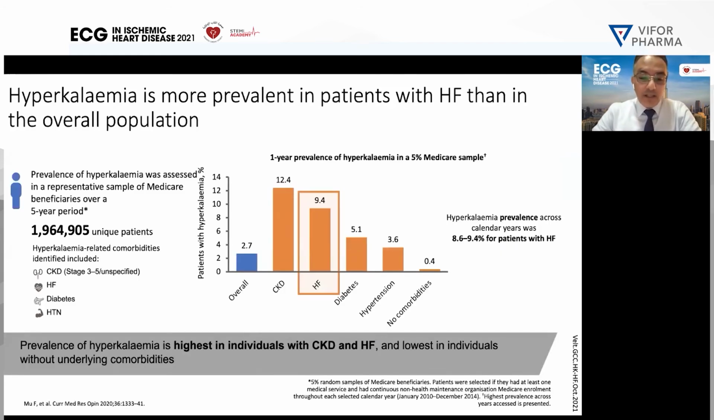This study was published back in 2020, and here they want to assess, in a sample of patients, the prevalence of hyperkalemia in 1 year in different types of patients with comorbidities like chronic kidney disease, heart failure, diabetes, hypertension, and those with no comorbidities. And they found that the prevalence of hyperkalemia is highest in individuals with chronic kidney disease and heart failure, and lowest in individuals without underlying comorbidities.